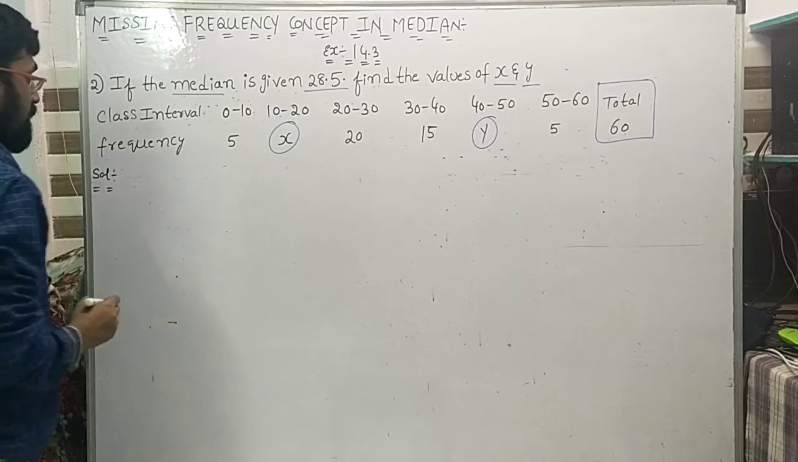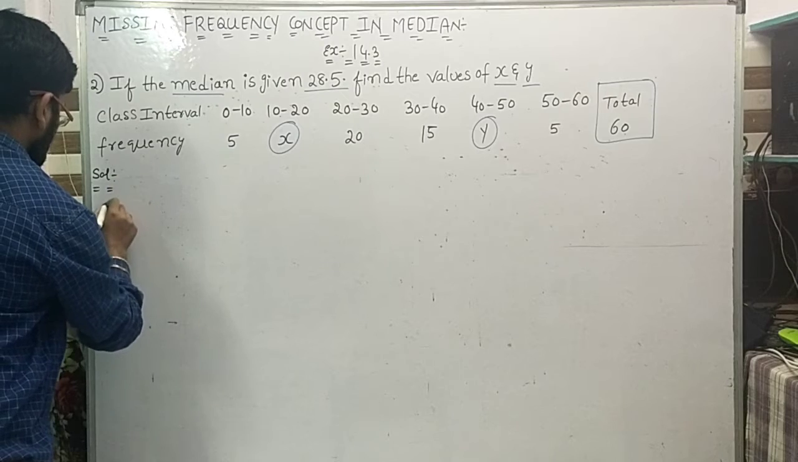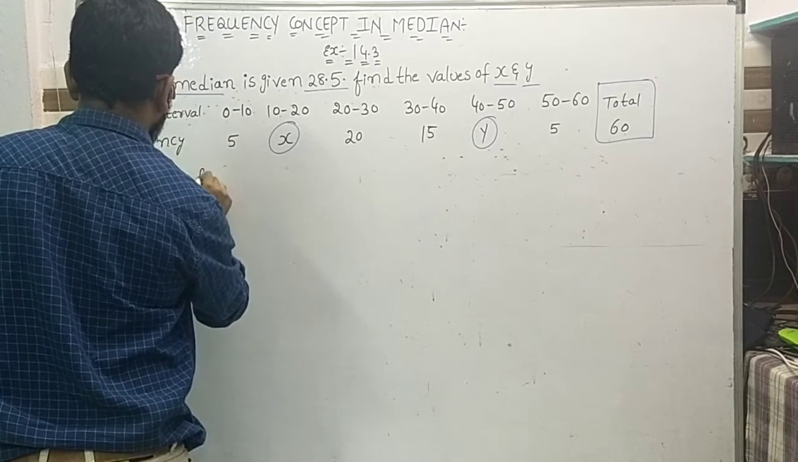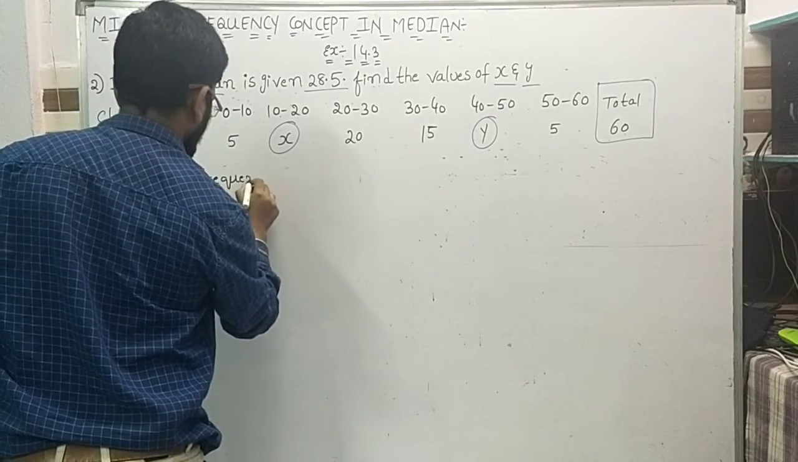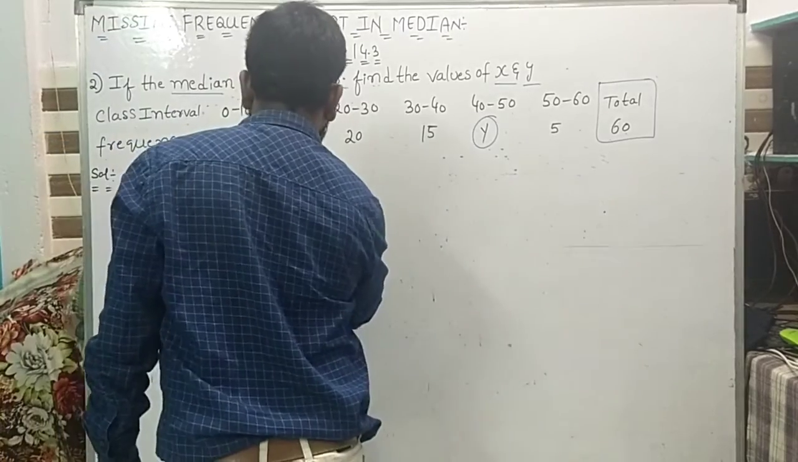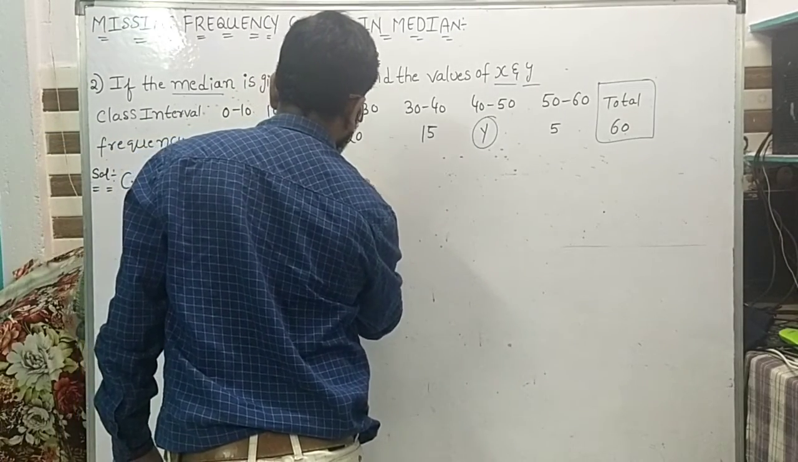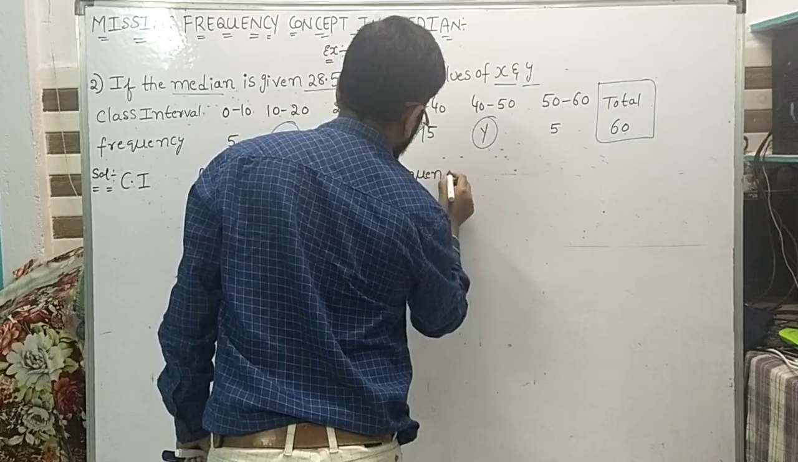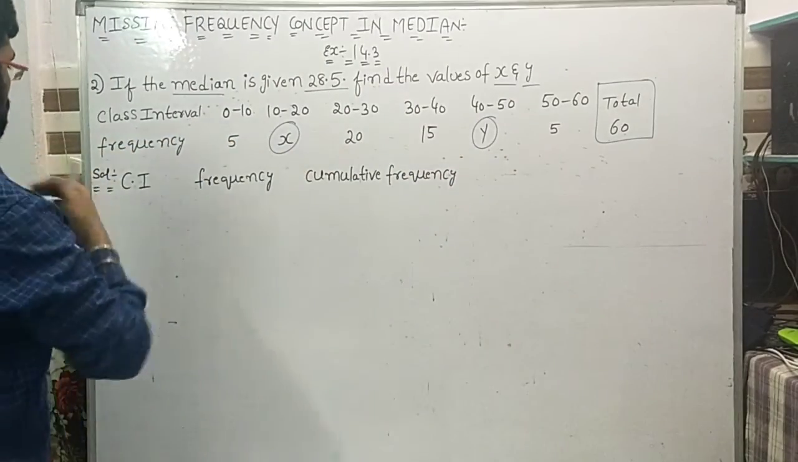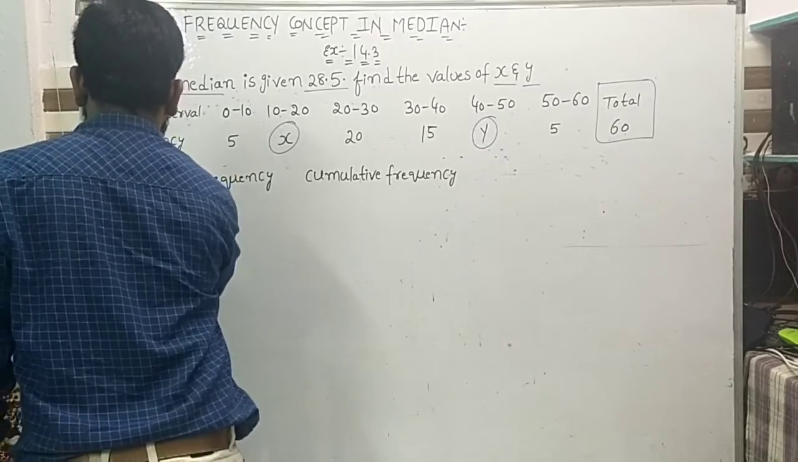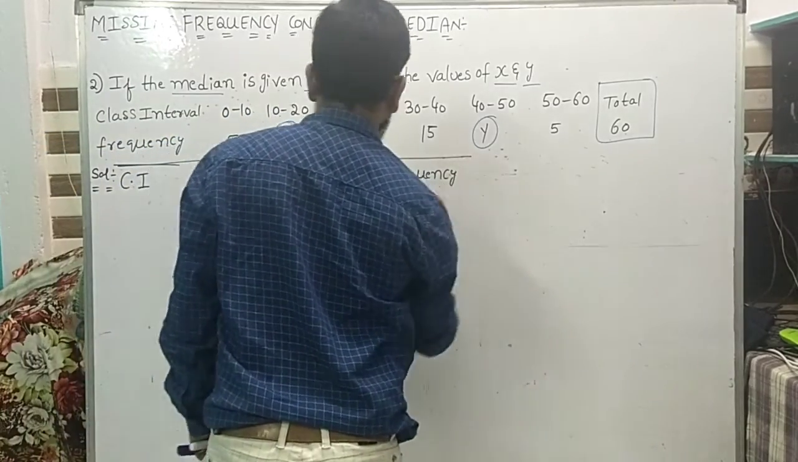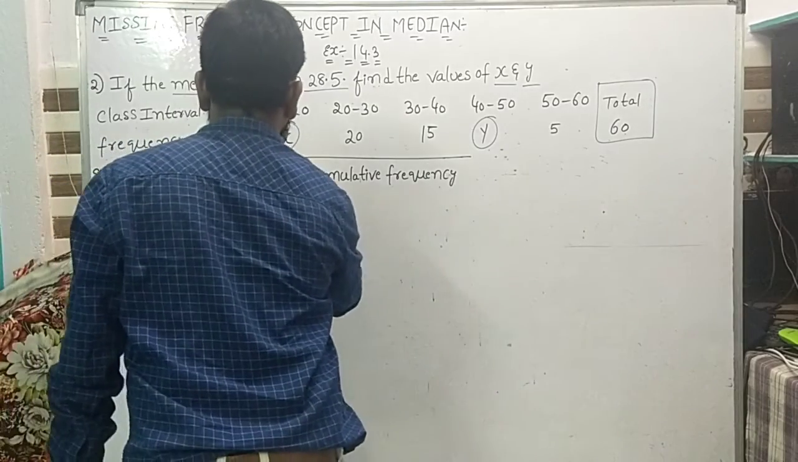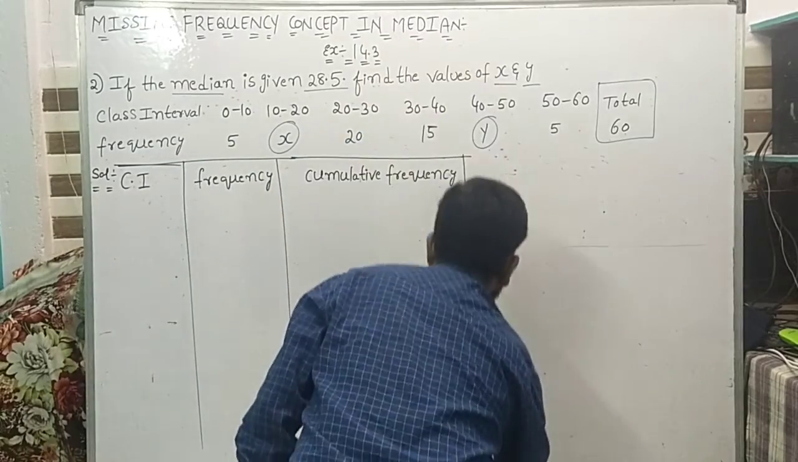Solution. First, same as it is, class intervals. Go with class intervals, next frequency, and cumulative frequency. So draw a box. Class intervals, frequency, and cumulative frequency.